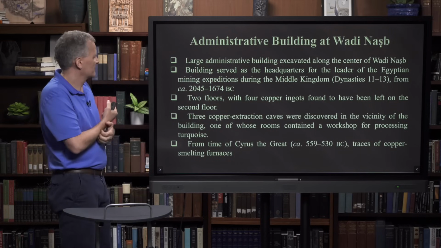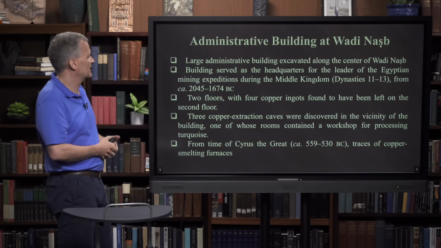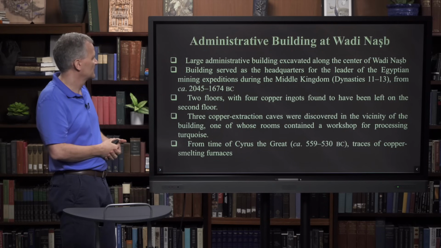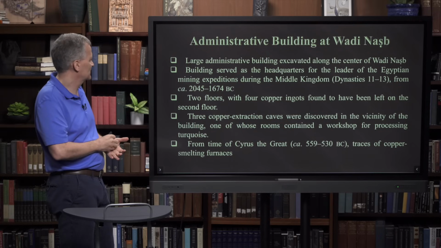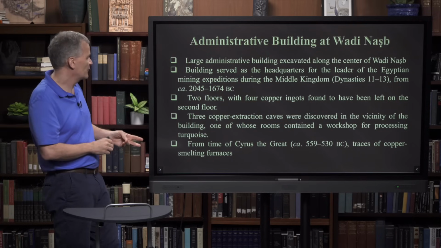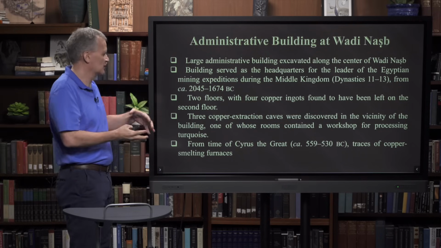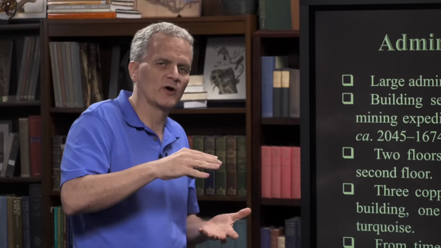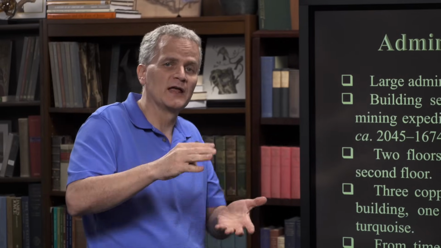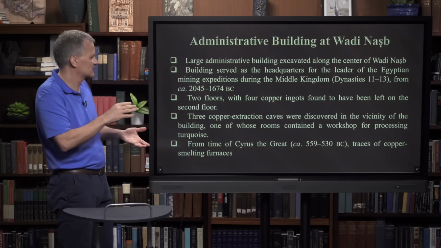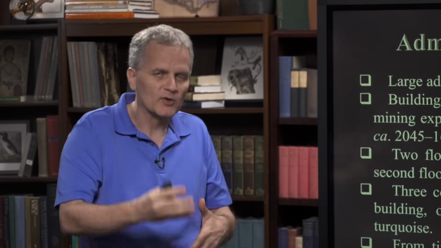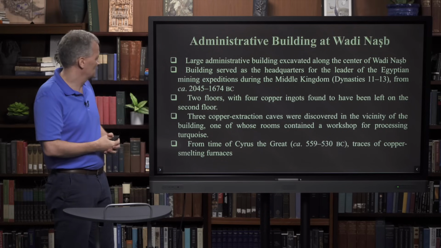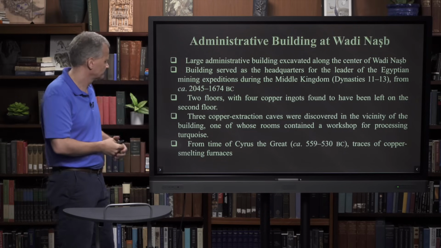Well, again, this was a large administrative building excavated along the center of Wadi Nasib, and the building was the headquarters for the leaders of the mining expeditions in the Middle Kingdom. 2 floors were found, so they had a lower floor and an upper floor, and in the upper floor they found 4 copper ingots that were left behind. So copper was related to what was going on there too.